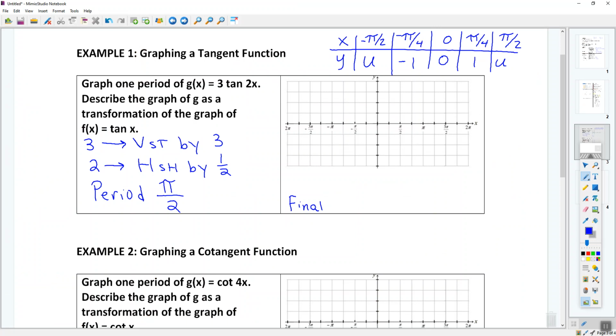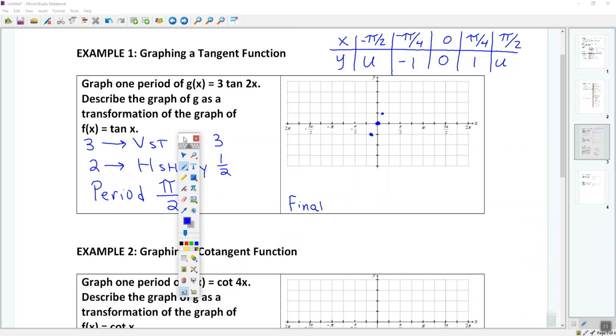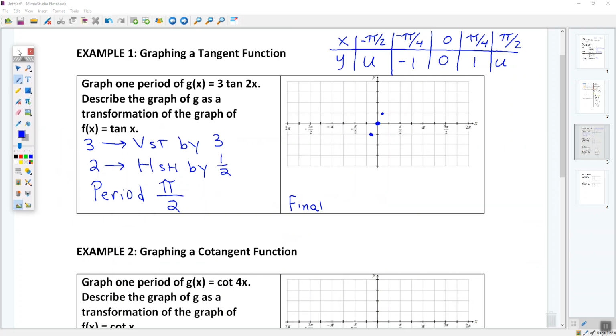We were here, 0, 0. We were at pi over 8, comma 1, which would have been right about here. And negative pi over 8, which would have been right about there. Your asymptotes, my friends, would have been at negative pi over 4 and pi over 4.